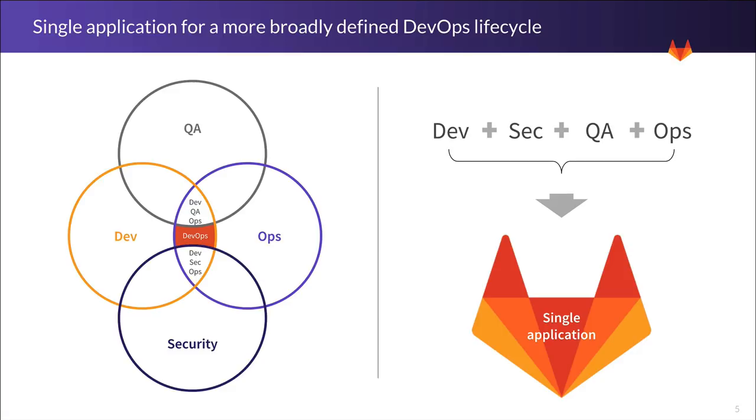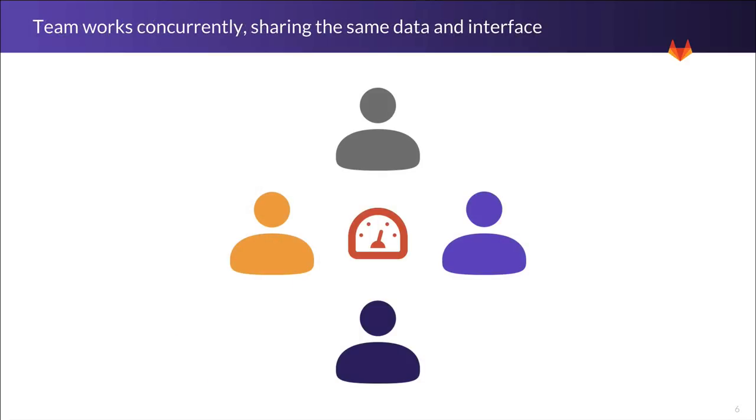But even that's not really sufficient, as we're redefining what the scope of DevOps even is. We're also covering security. Rather than coming up with some crazy DevSec QA Ops name, we're just calling it DevOps and putting it all into a single application. And with that, each group gets an experience tailored to their needs, but shares the same data and interface as everyone else, so collaboration is easy.